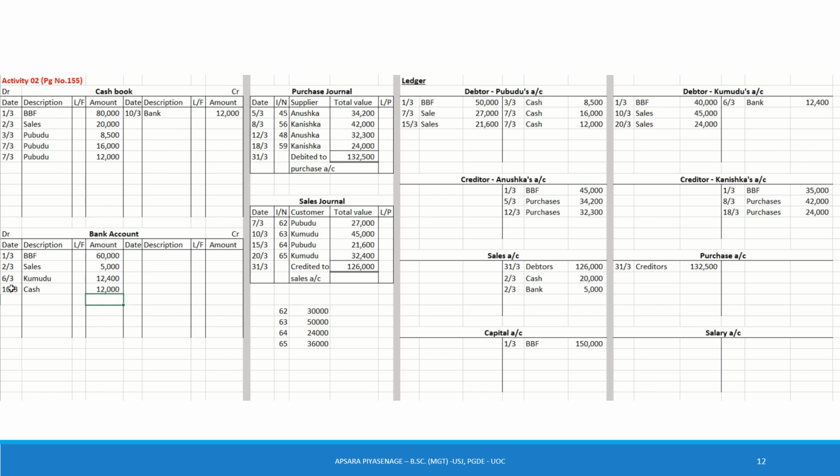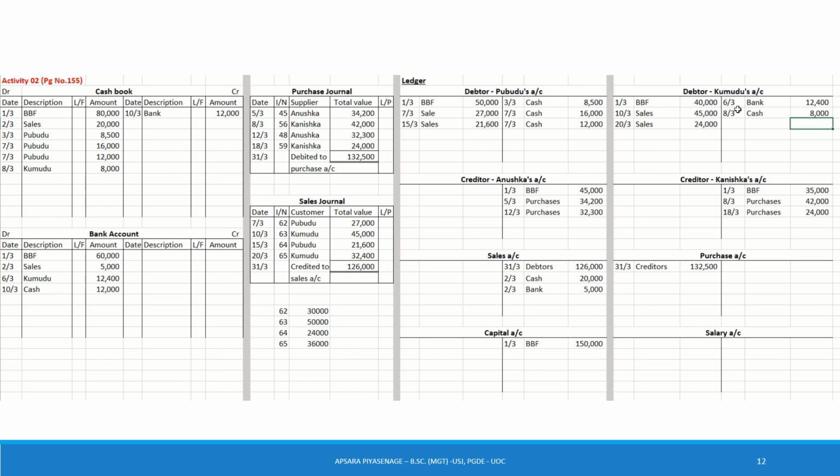Then on 13th of March, 8,000 cash has been received from Kumudu. 8th of March, Kumudu 8,000. Kumudu's account should be credited, 8th of March. Cash 8,000.